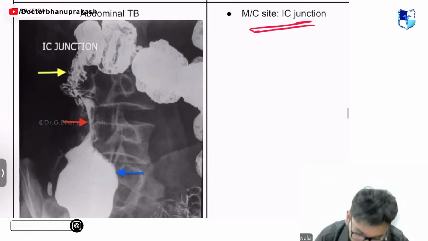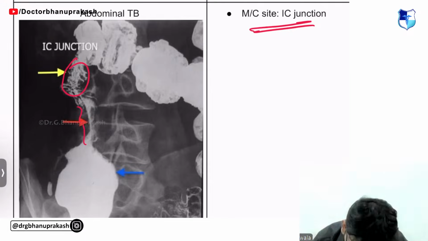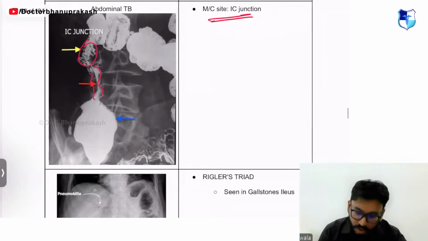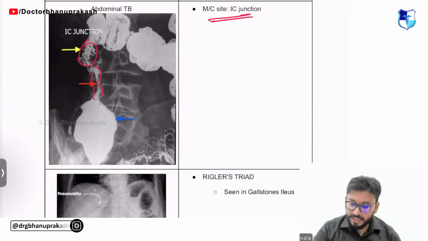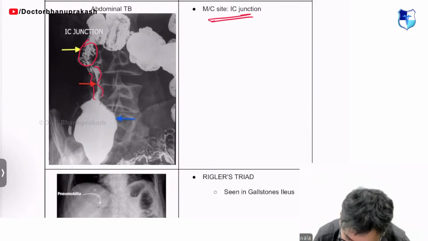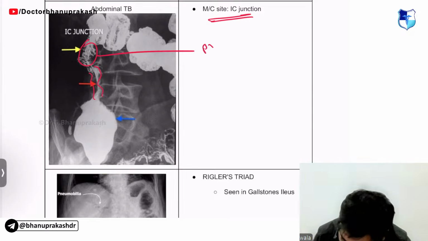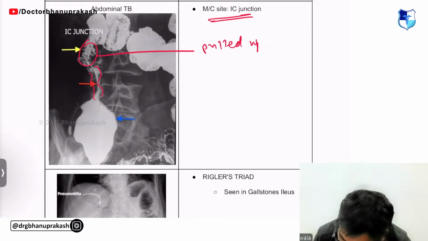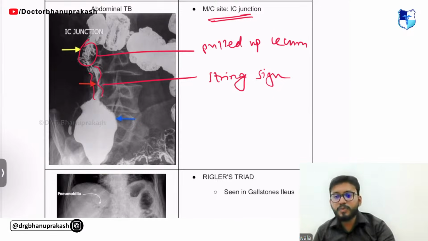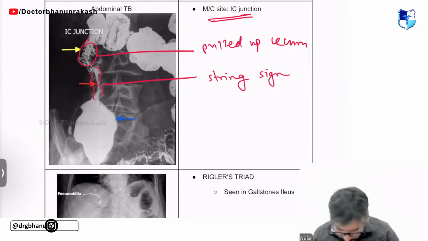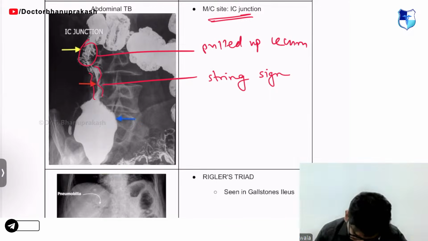And look at this, guys. What is this? Yes, this is known as the pulled up cecum sign, and this is the string sign. Come on, guys. Do you know the pulled up cecum and the string sign? These are the questions that have been asked for abdominal TB, that is, the ileocolic junction.